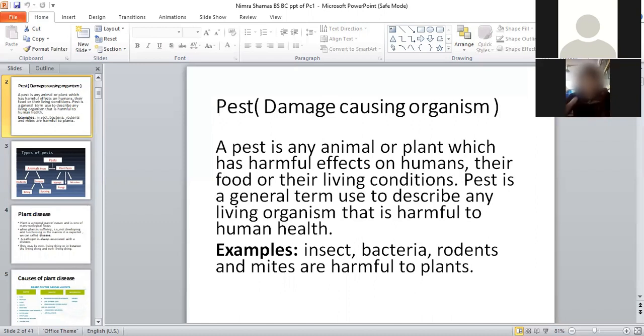Pests directly or indirectly affect humans, like human concerns, like livestock, their food, their living condition. Pest is a general term used to describe any living organism that is harmful to human health. It means that pest is damaging to the environment and damaging to humans. Examples of pests: there are many examples, like microorganisms, including insects, bacteria, fungi, algae, and others like mice and rodents. These are harmful to plants and their growth and their production.